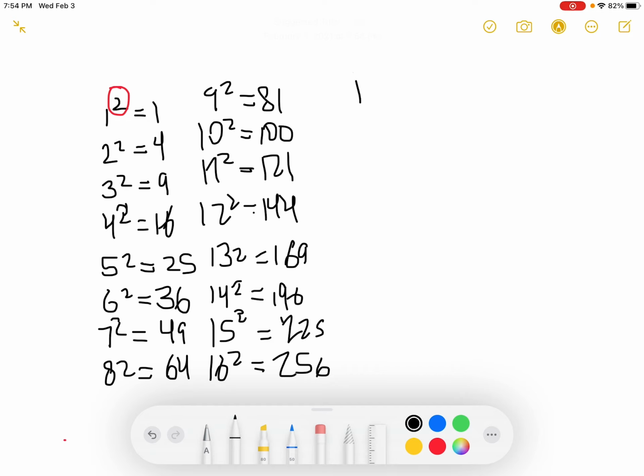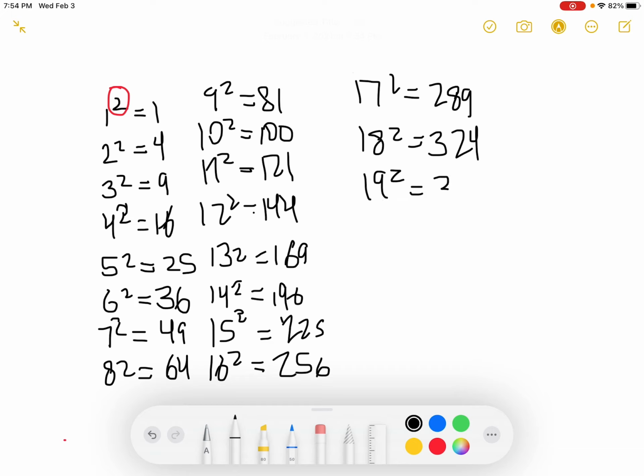Alright, now 17 squared is 289. 18 squared is 324. 19 squared is 361. And finally, 20 squared is 400, sorry. And then, sometimes you have to know the higher ones, and this is 441, I believe. Let me make sure. Yes. But you might not have to know that. So there you go. That's your squares.